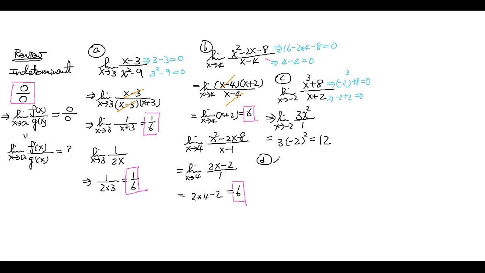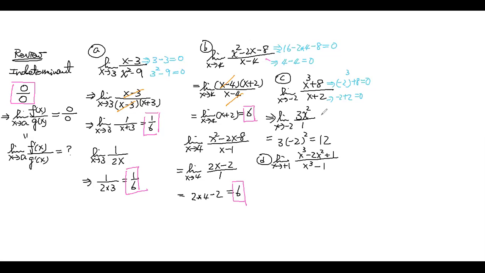Part D, this is the limit as x approaches positive 1 of (x cubed minus 1) over (x cubed minus 2x squared plus 1). In fact, this one, if you like, you can factor here. But let's check first, right?